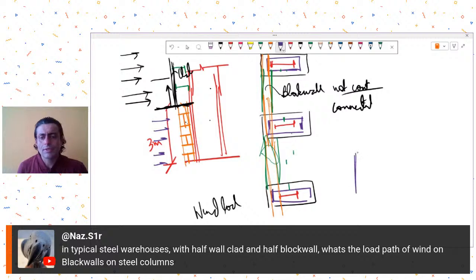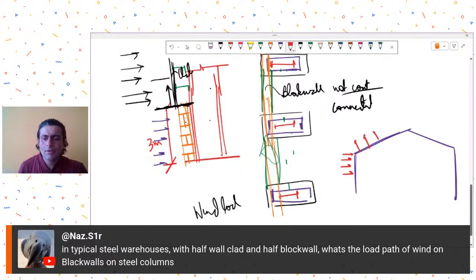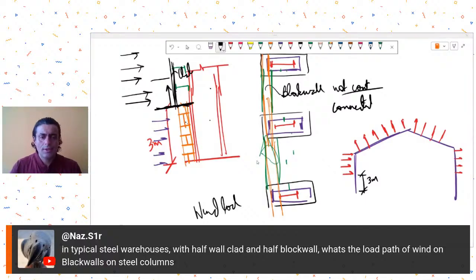If you were, let's say, making an analysis model, a computer model, you apply the wind loads after 3 meters on your columns. Up to 3 meters, no need to apply any wind loads. After 3 meters, where 3 meters is right now the block wall height considered. So this type of analysis model you can create. All right, I hope this answers your query.